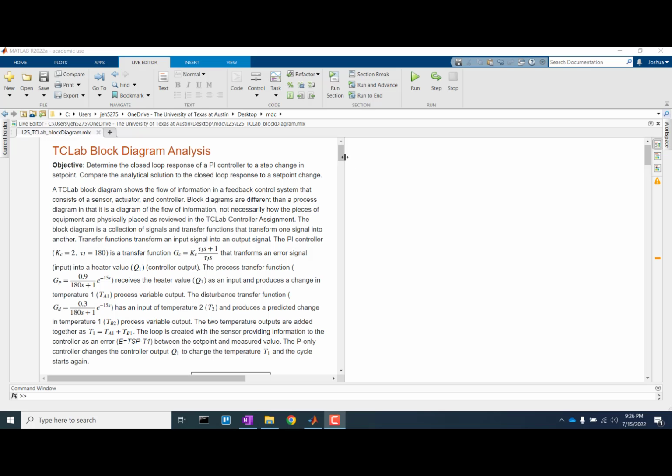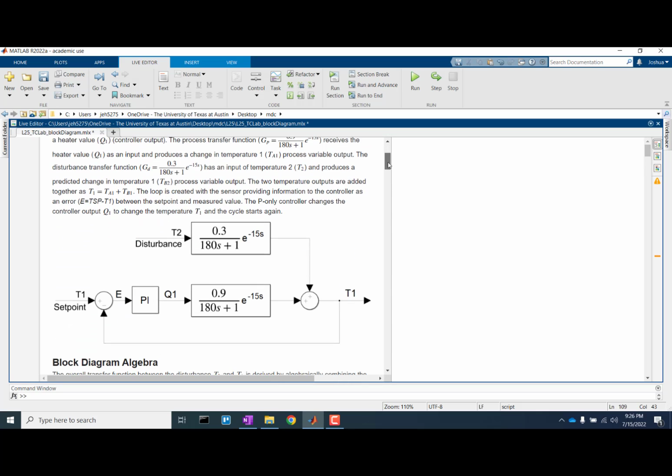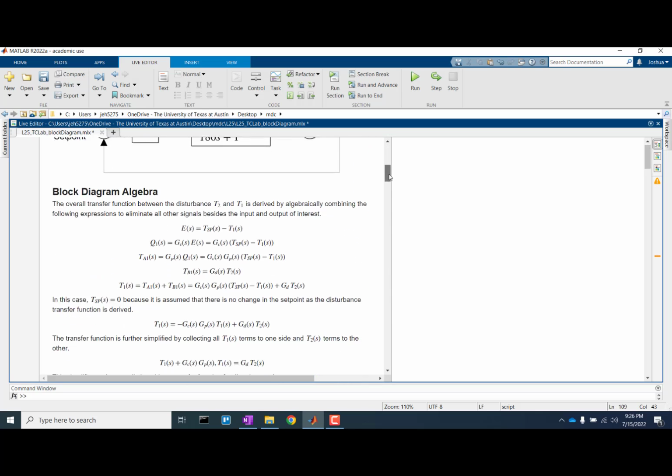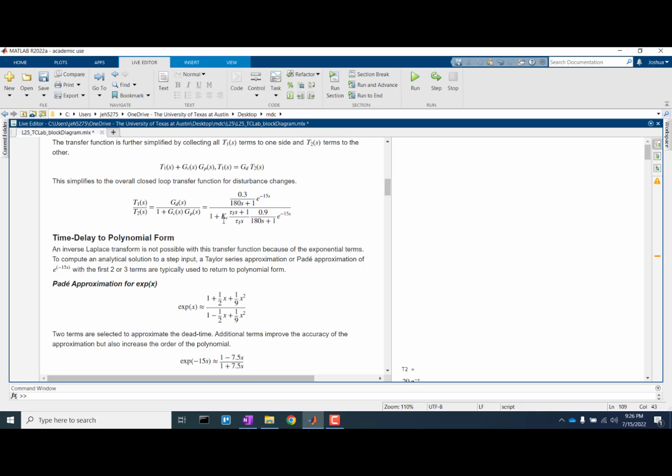All right, let's go through this code now. I'll drag this over just a bit. We have the information we discussed before as far as our system. We have our block diagram algebra here, what we discussed before. And here we have our transfer function.